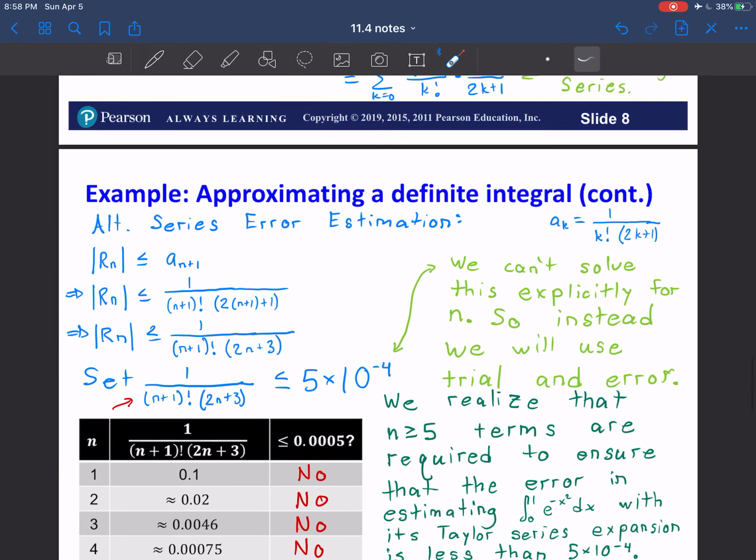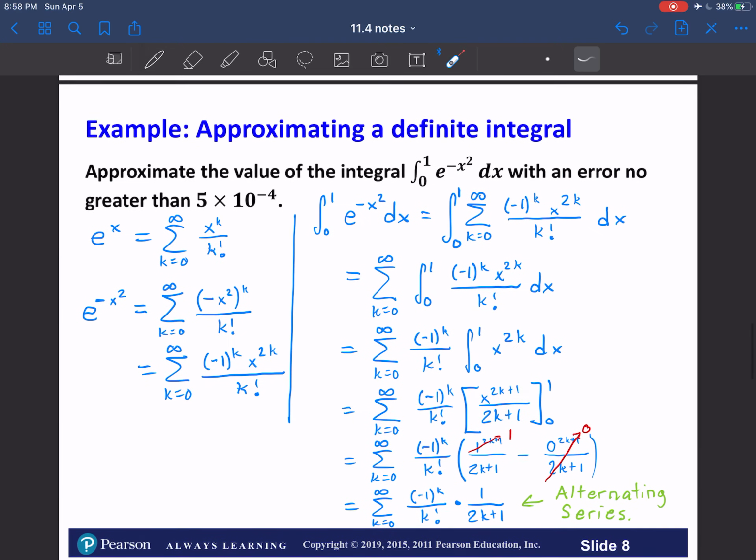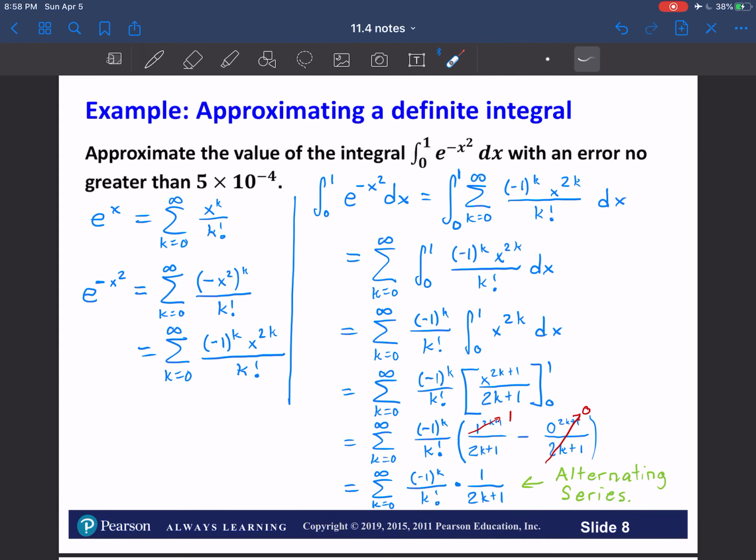So this is a very useful technique, but there was definitely a lot that went on in this problem. We had to first write out the integral of e to the negative x squared. We had to notice that e to the negative x squared could be represented by this Taylor series. We had to actually do the integration.